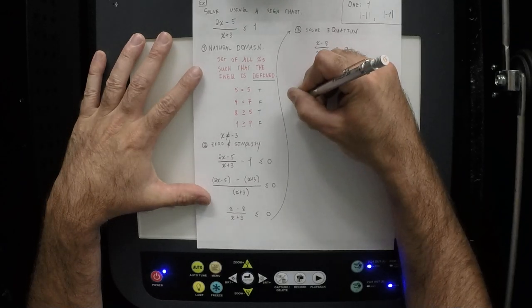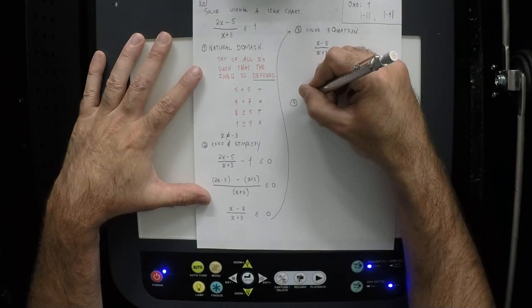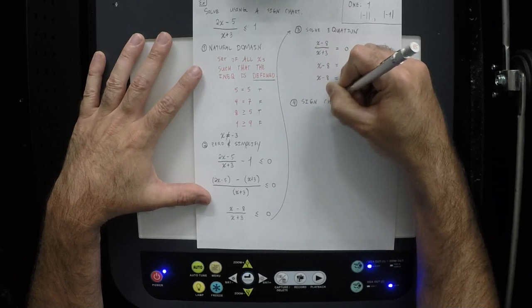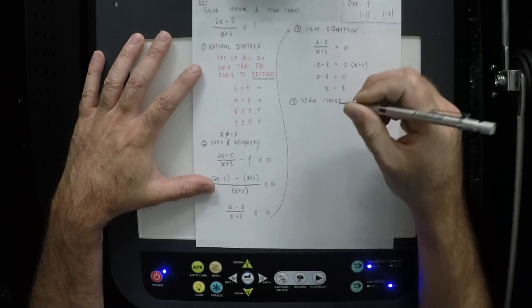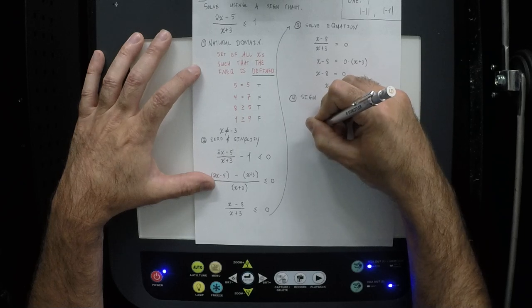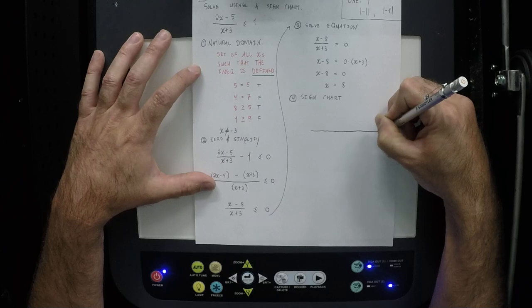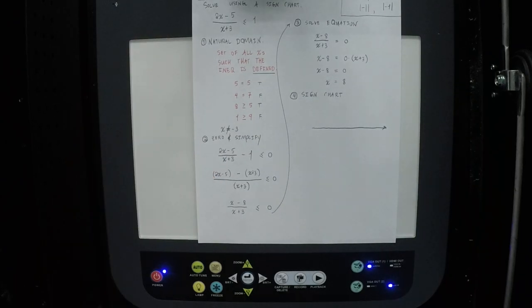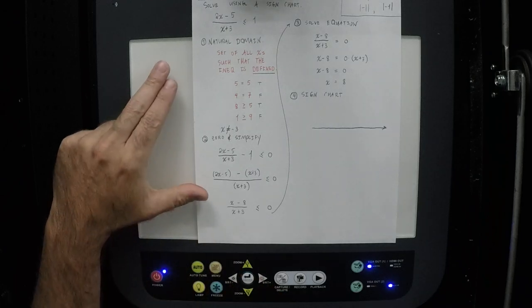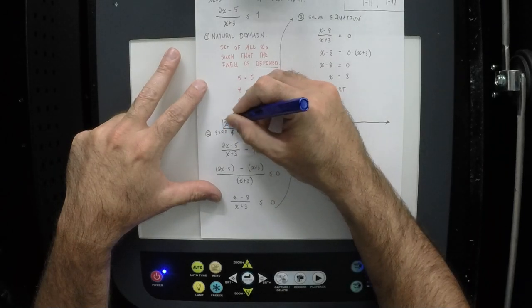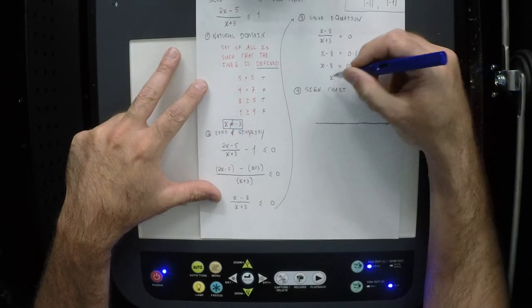Now, this method is named after this step. So this step is called the sign chart. So specifically, what we're going to do is we're going to draw the number line. And in the course of the exercise to now, we've collected 2 points. We collected this point and this point.